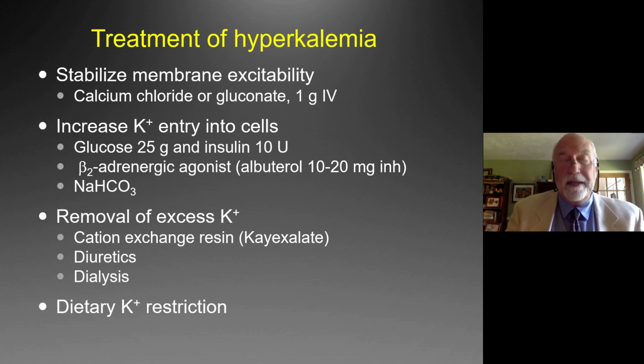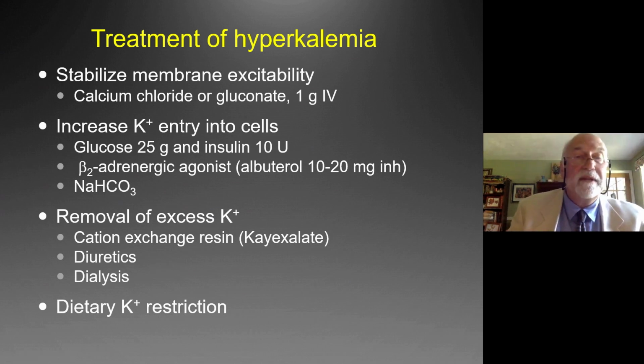I won't go into this in detail. Most of you are comfortable with the acute treatment of hyperkalemia, including stabilizing the membrane, pushing potassium back into cells by giving glucose and insulin. The glucose is to prevent hypoglycemia; the insulin is what drives it into the cells. Beta agonist, bicarbonate, but ultimately you have to remove the extra potassium either by binding it in the gut, getting the kidneys to excrete it through increased use of diuretics, or in patients that are in life-threatening danger, perhaps dialysis.